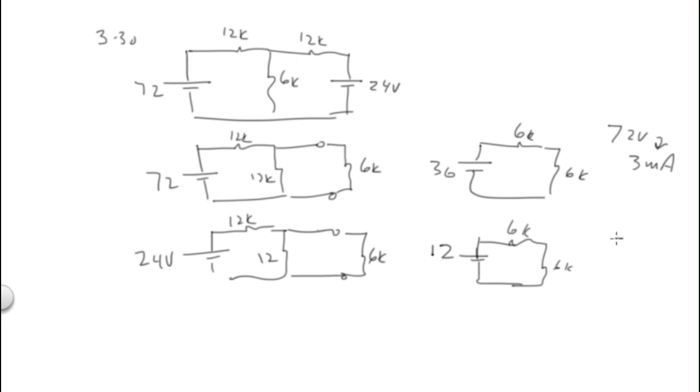I have, for my 24 volts, I have 1 milliamp. So you add the two together, and I have 4 milliamps. So basically, to solve this problem, I do it this way, and I get the 4 milliamp as my answer. Okay, number 31.